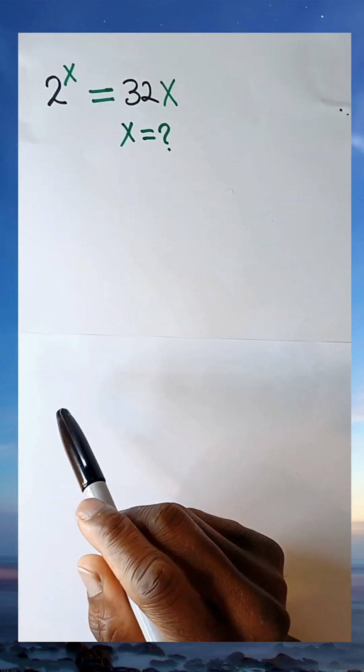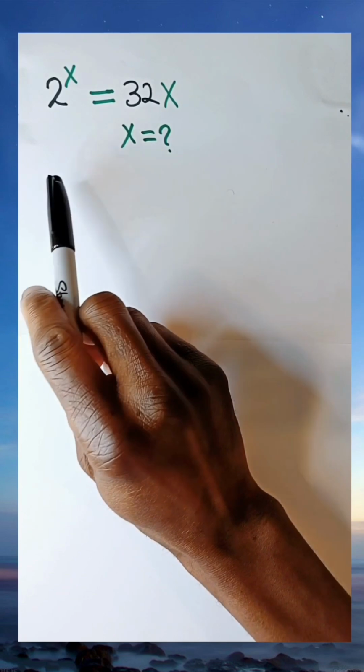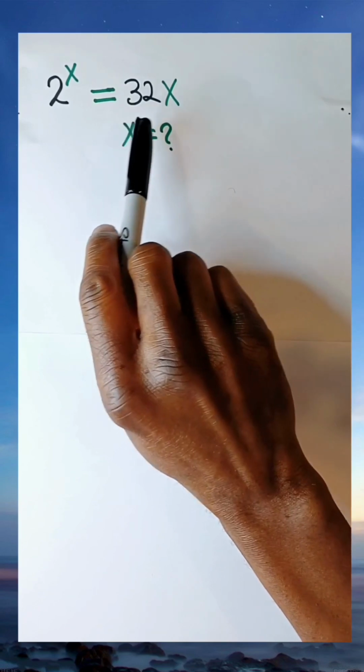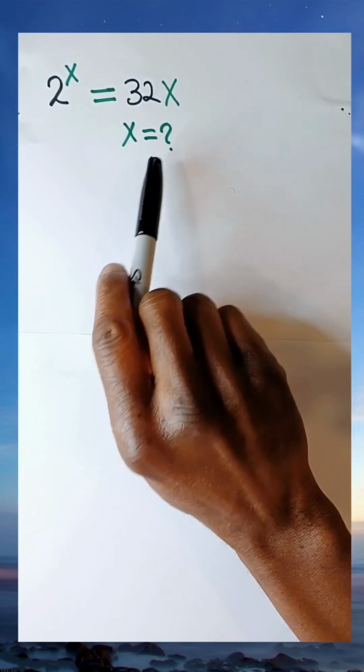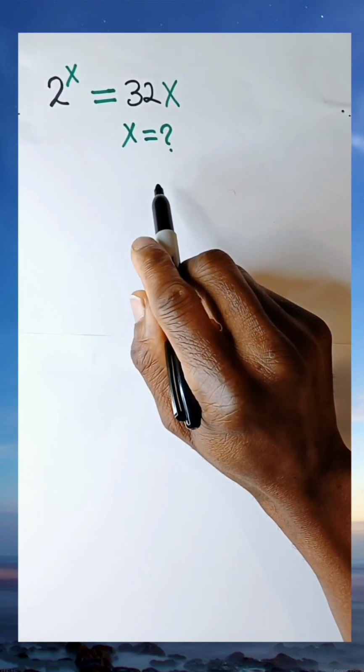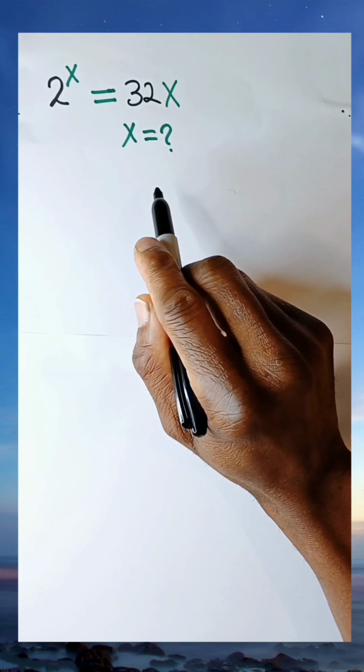Welcome to another video. We have a Harvard University entrance examination question. We have 2 raised to the power of x is equal to 32x. x is equal to what? Okay, to answer this question, we will be using the famous Lambert W function, also known as the product log.